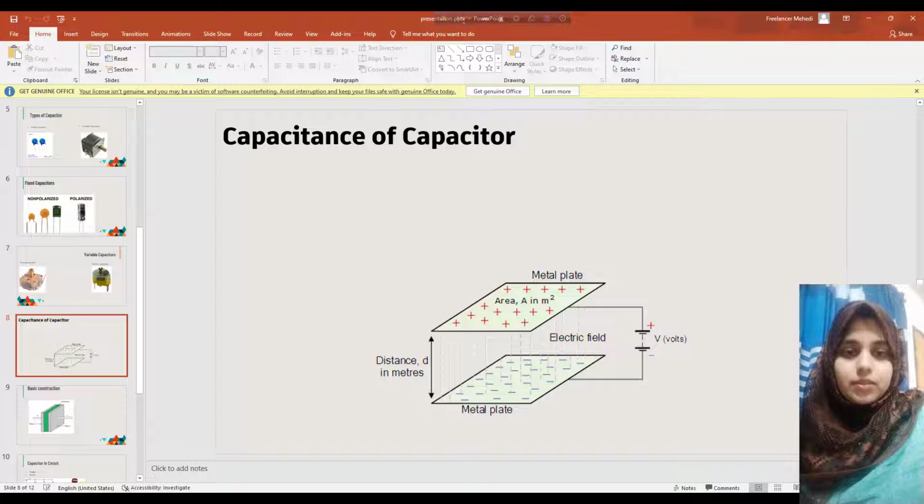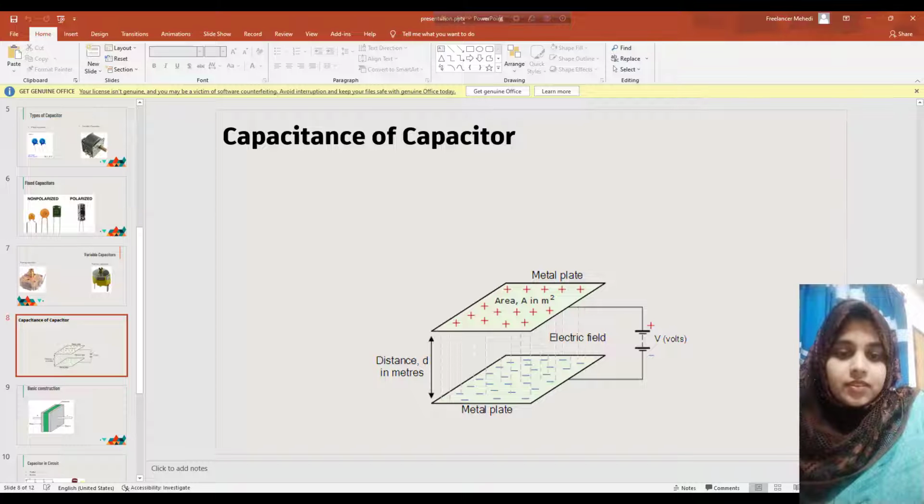Now I want to explain some important things about capacitor. First, I want to explain the capacitance of a capacitor. The capacitance of a capacitor is the ability of a capacitor to store an electric charge per unit of voltage across its plates. Capacitance is found by dividing electric charge by voltage, by the formula C equals Q by V. Capacitor's unit is farad.